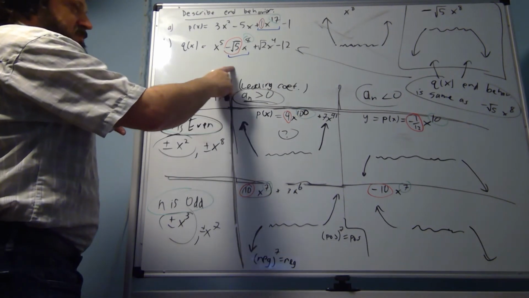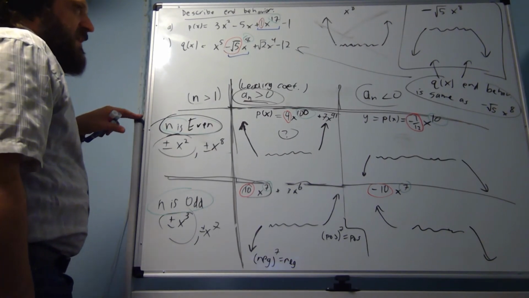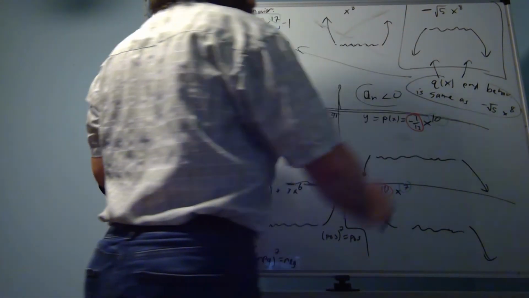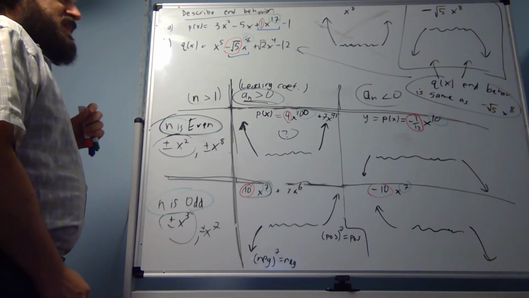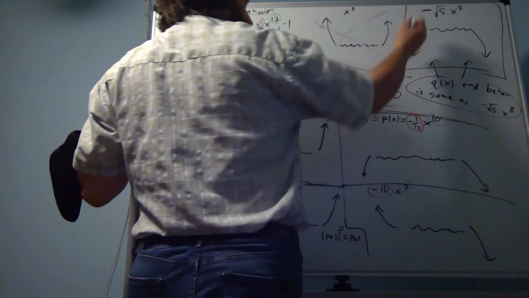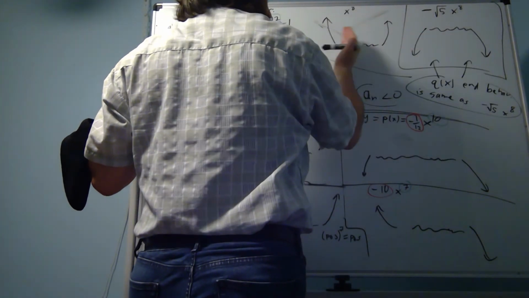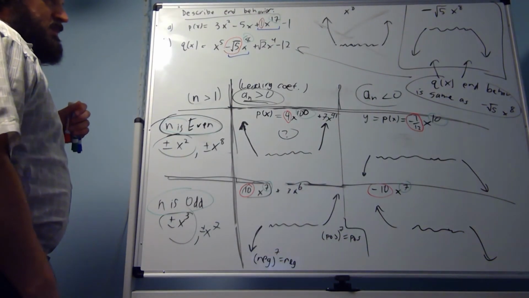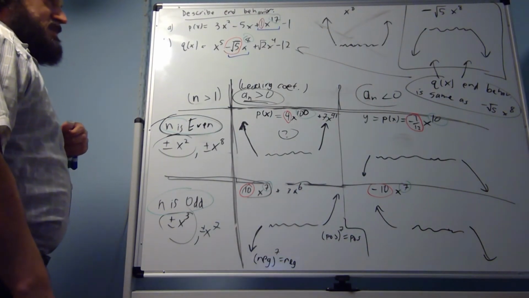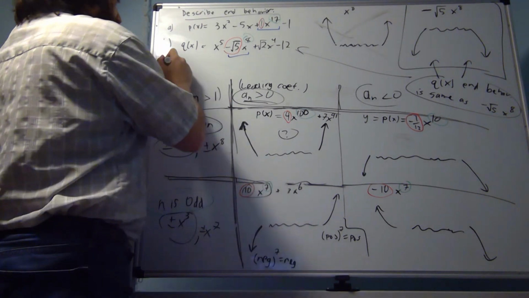So what is the end behavior of q of x? Q of x behaves not like x to the 8th, it behaves like negative root 5 times x to the 8th. Well, negative root 5 times x to the 8th is a stretched vertical reflection of x to the 8th. So instead of up, up, we know we've got down, down. And that's how q of x is going to behave. So perfect, we got it.